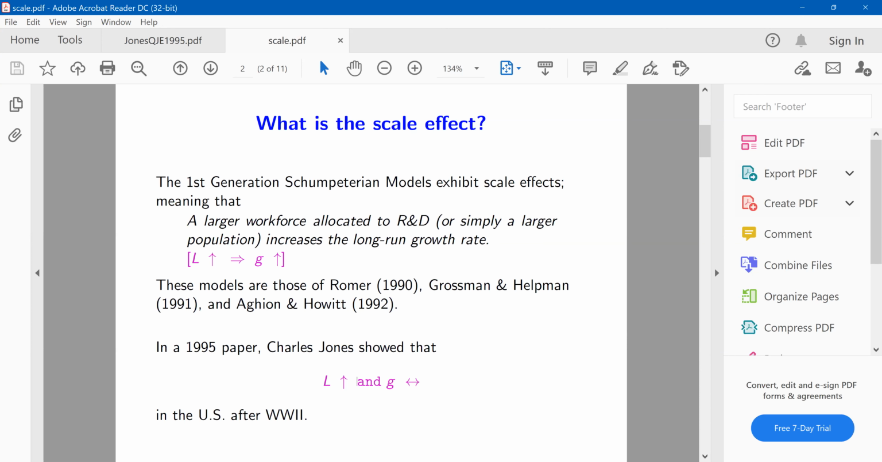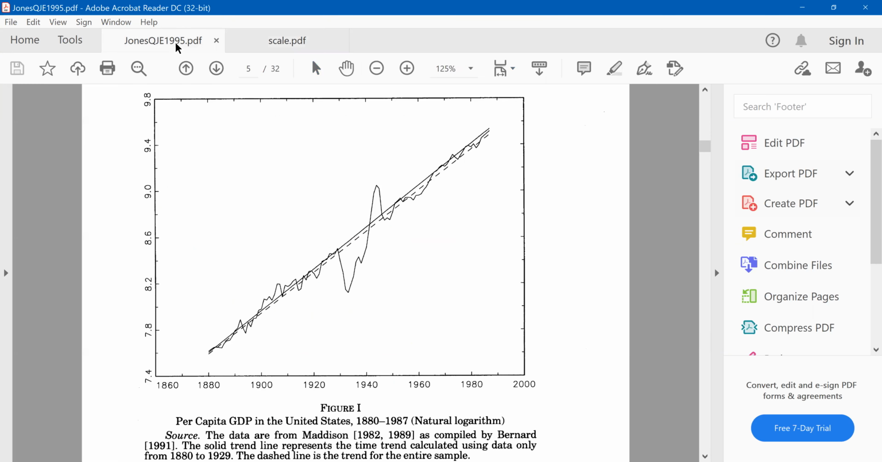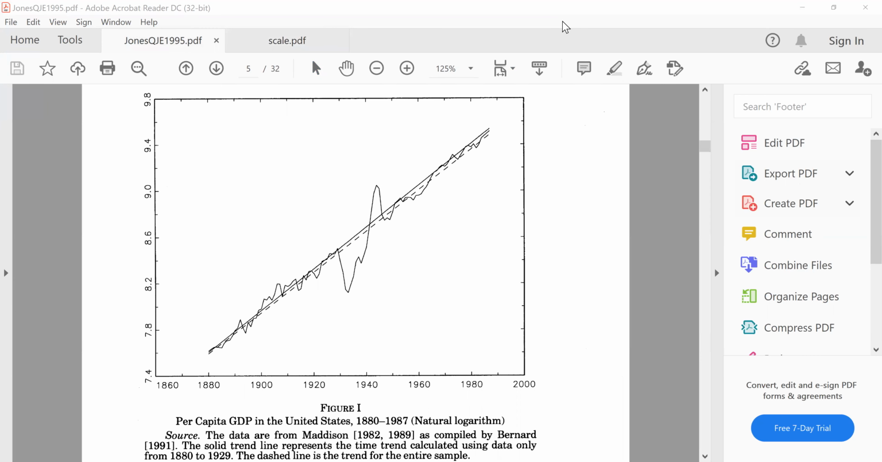Okay, so let me show you this figure from the Jones paper. You see it, right? The figure right now. Guys, do you see the figure right now? Can you please respond? Yes. Yes. All right. Okay, great.